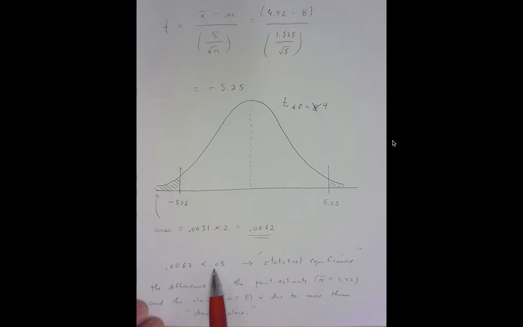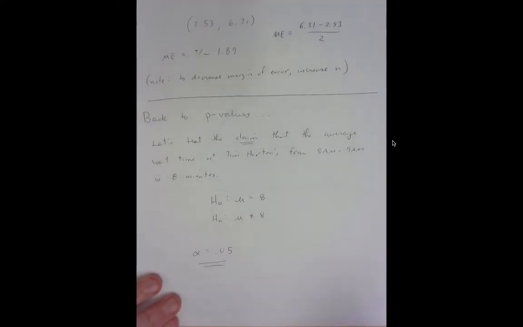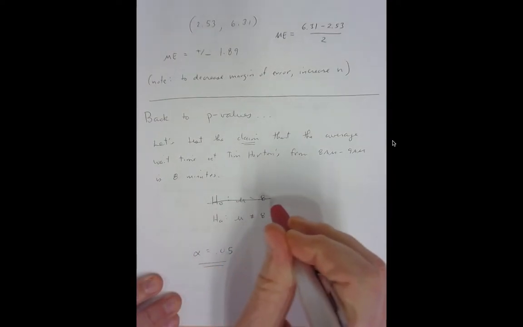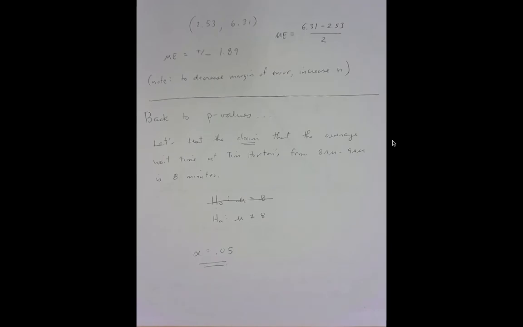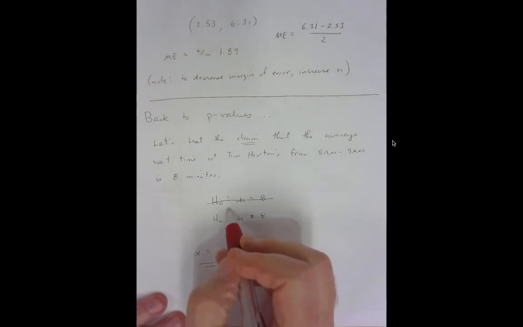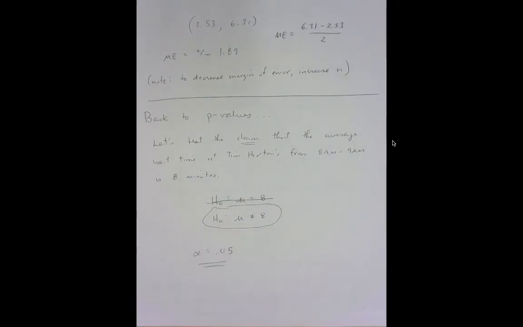In this situation, we have statistical significance, which says we have evidence against the null hypothesis. So based on our sample data, it is more reasonable to conclude that the alternative hypothesis is true than the truth of the null hypothesis.